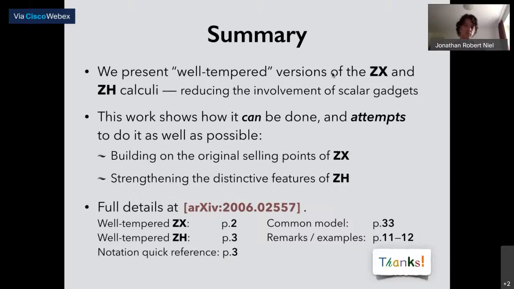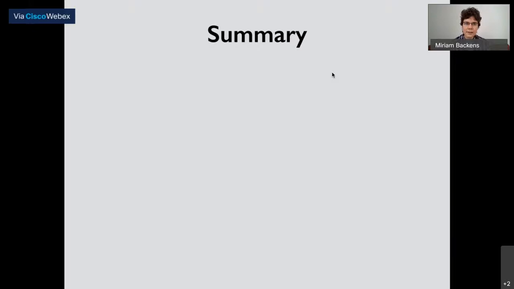Thanks. And Giovanni and Ross, I think those 2 questions are related. They ask about fusing spiders. Giovanni asks about the special rule, and doesn't specify whether it's for ZX or ZH. And Ross asks about the spider theorem and self-loop cancellation. Yes, so here I'll use this slide.